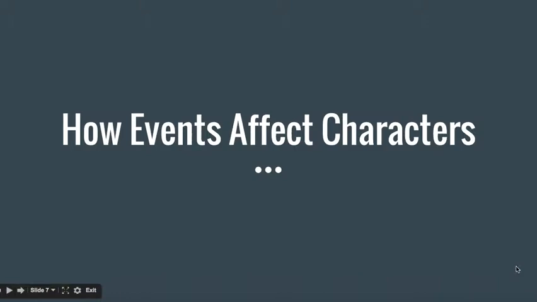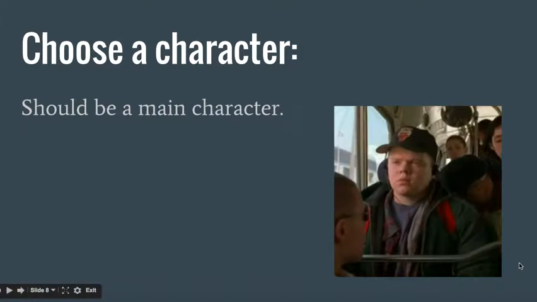Today for your character profile, we're going to be talking about how events affect characters. And this is part of your character profile. We're going to be asking you to think about certain events in your story that are really affecting your characters. So the first thing that you're going to want to do is choose a character.